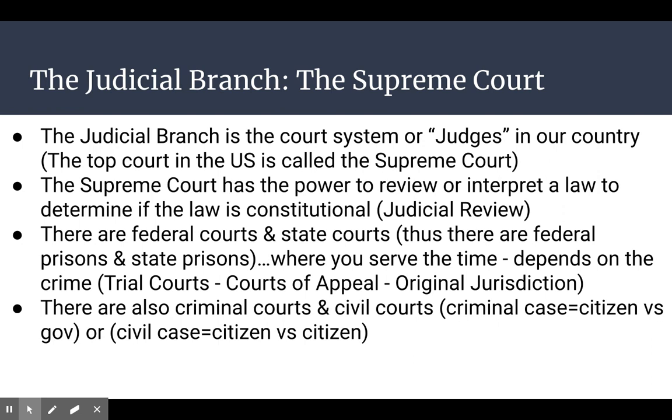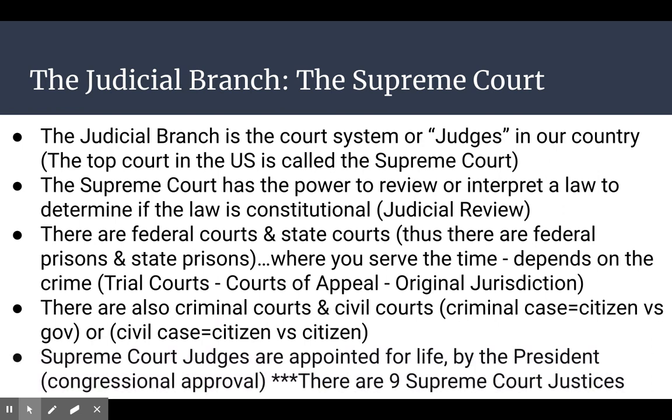And again, nobody's going to jail, but a judge sits there and listens to the evidence. And you might have a jury if it's worth enough money. But again, nobody's going to jail. It's citizen versus citizen. So I think that's really important, and I really want you to highlight that in your notes. There's criminal courts versus civil courts. Okay. That's a huge deal.